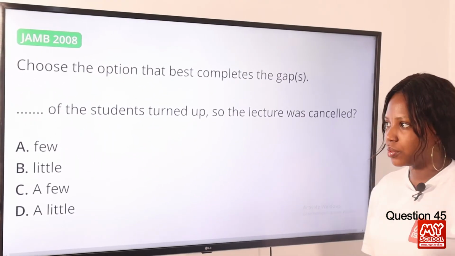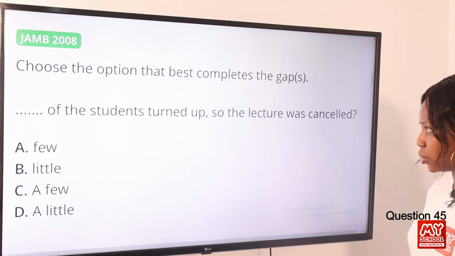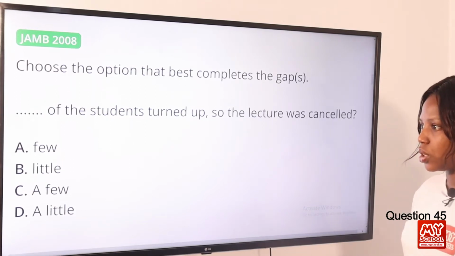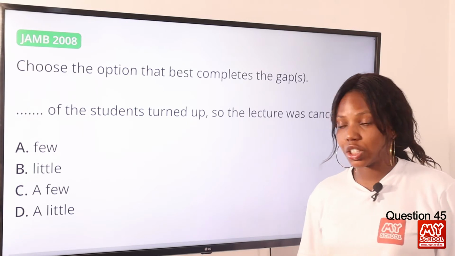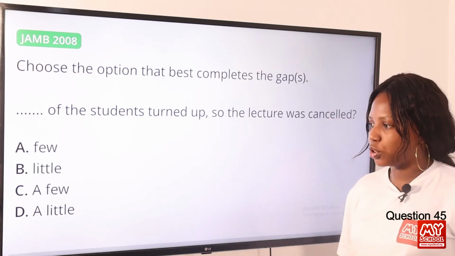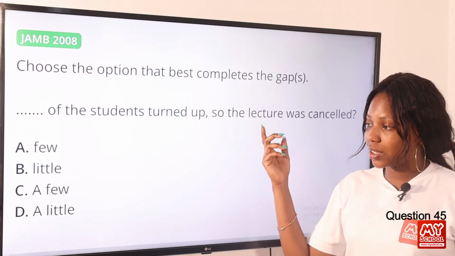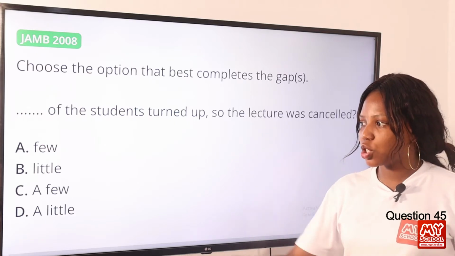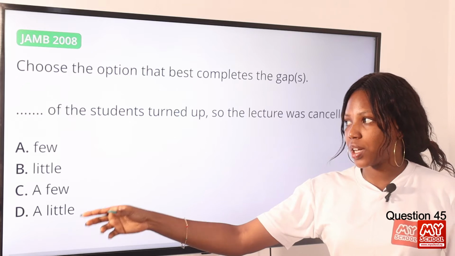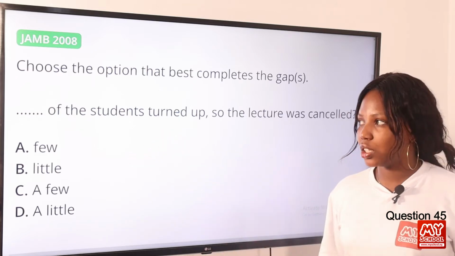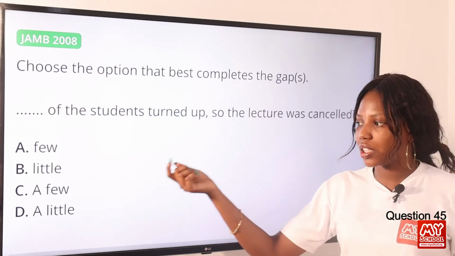Question 45. Dash of the students turned up, so the lecture was cancelled. So we have option A, few, option B, little, option C, a few, option D, a little. Now, by looking at the context, intuitively we can eliminate option B and D. We can't say little of the students and we can't say a little of the students. So we are left with few and a few.